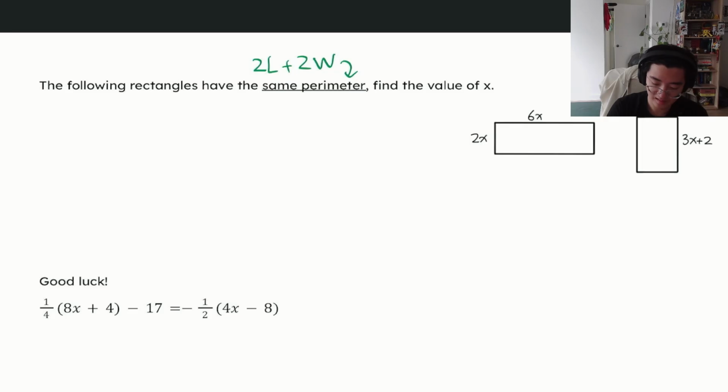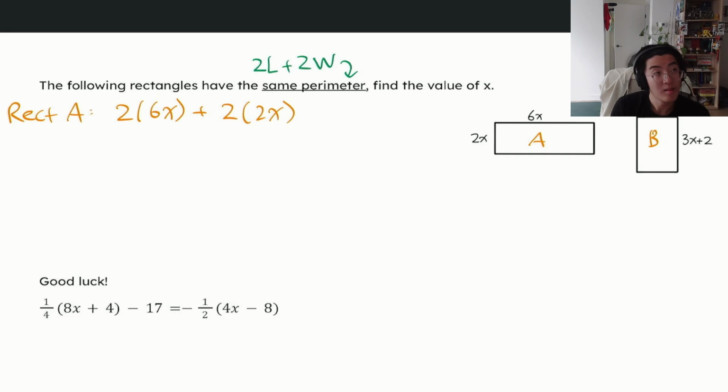Okay, so let's check the rectangles here. Let's say we got rectangle A. 2 times the length, which is 6x. It doesn't really matter which one you do, length or width. Plus 2 times the width, which is 2x here. But generally, width is the shorter one, length is the longer one. Rectangle B. 2 times the length, which is this, 2x plus 2. And then the width is 3x plus 1.